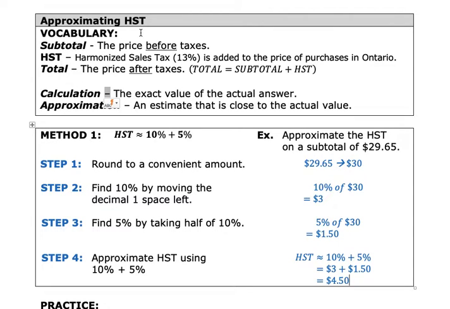Approximating HST. Some vocabulary that we'll need for this topic is the subtotal, which is the price before taxes. HST, harmonized sales tax, which is 13%, is added to the price of purchases in Ontario since 2010. The total is the price after taxes. So we get our total price by adding the subtotal plus the HST. The focus of this video will be to approximate the HST without a calculator.